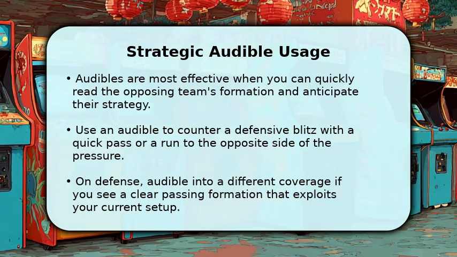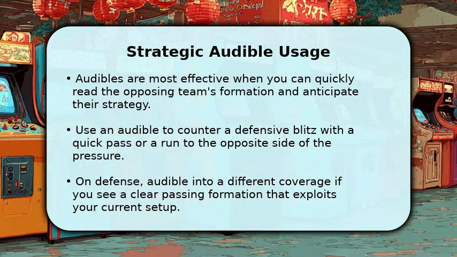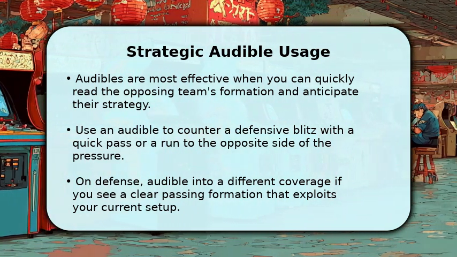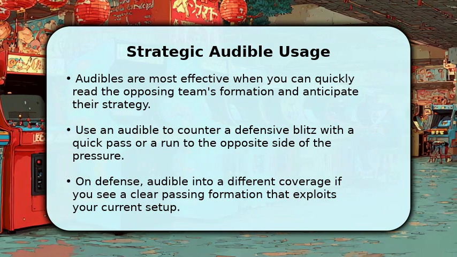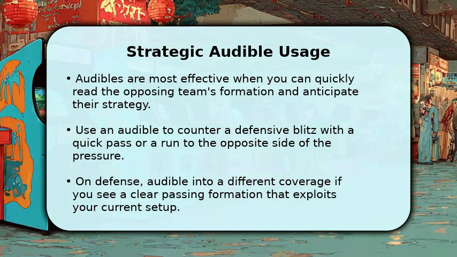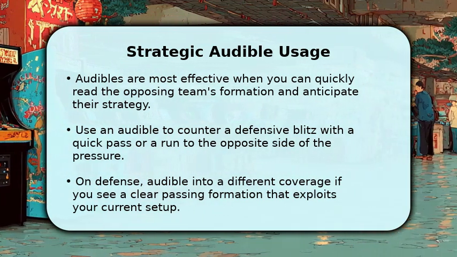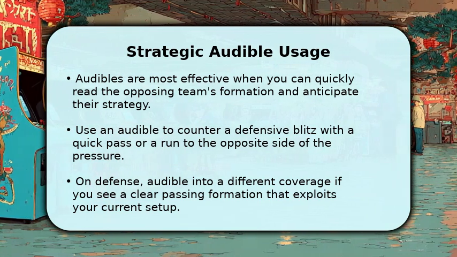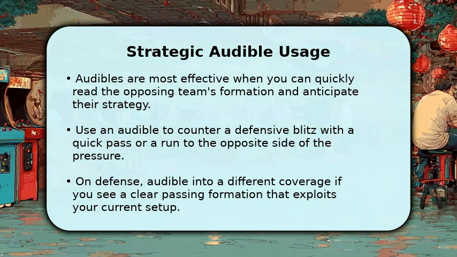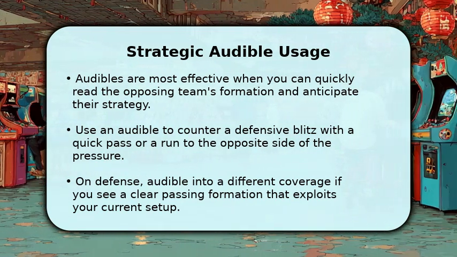Strategic audible usage is about reading and reacting. If the defense shows a heavy blitz, audible to a quick slant or a run away from the pressure. Conversely, if the offense lines up in a spread formation against your run defense, audible to a zone or man coverage to prevent big passing plays. It takes practice to quickly identify these situations, but with experience, you'll develop an instinct for when to audible. Making smart, timely adjustments can be the difference between a game-winning play and a costly mistake.